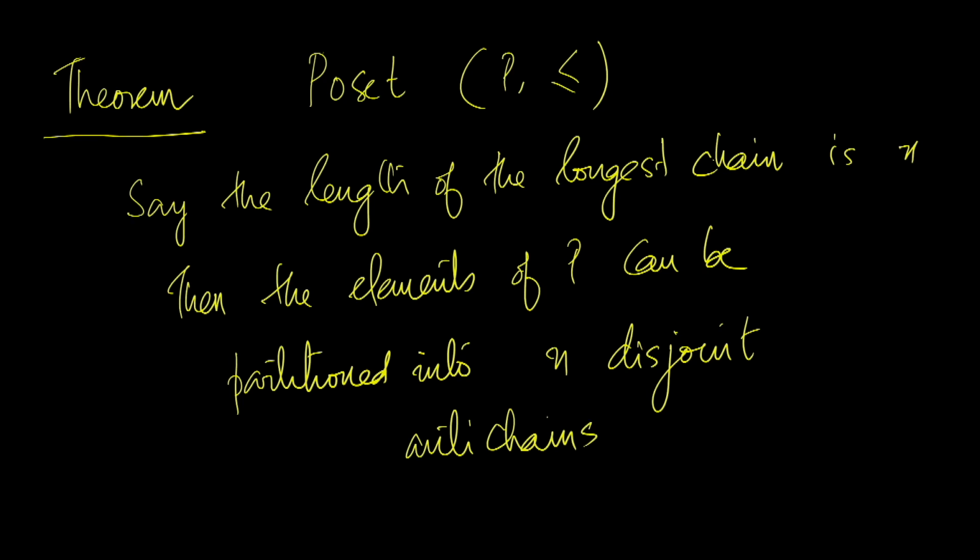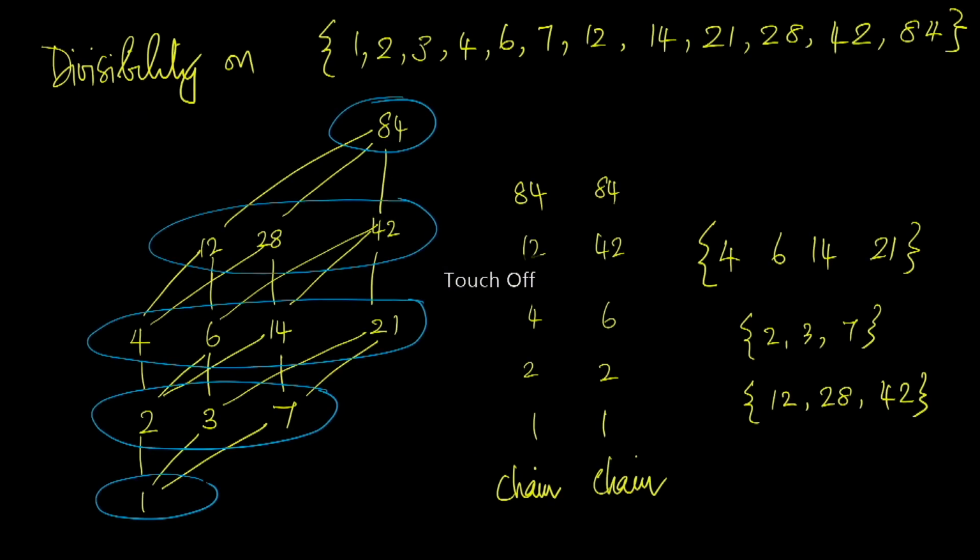That is, if the length of the longest chain is n, then the elements of P can be partitioned into n disjoint antichains. As we have done in this case, the longest chain has a length of 5, so we have managed to partition this into 5 disjoint antichains. These are not the only antichains by any means, but this is one set of 5 disjoint antichains.